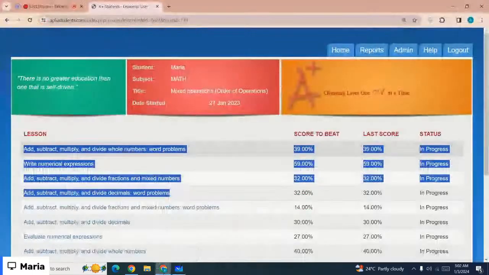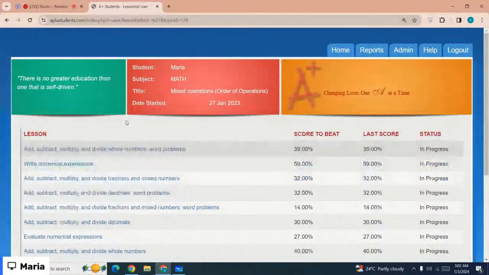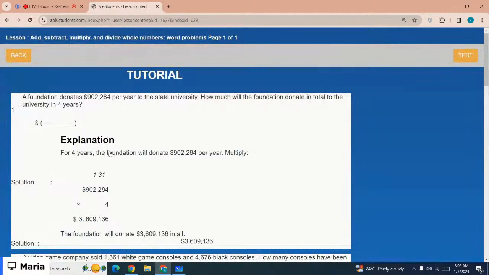lesson mixed operations. Here I am on the Grade 5 Math, the chapter we're on is mixed operations. Let's just start with the first lesson, that is add, subtract, multiply, and divide whole numbers word problems. So let's just start with the first example. You are given the word problems. You need to understand the word problem, like which operation you have to perform, right? So read the questions carefully. You will get the operation from the question, right?